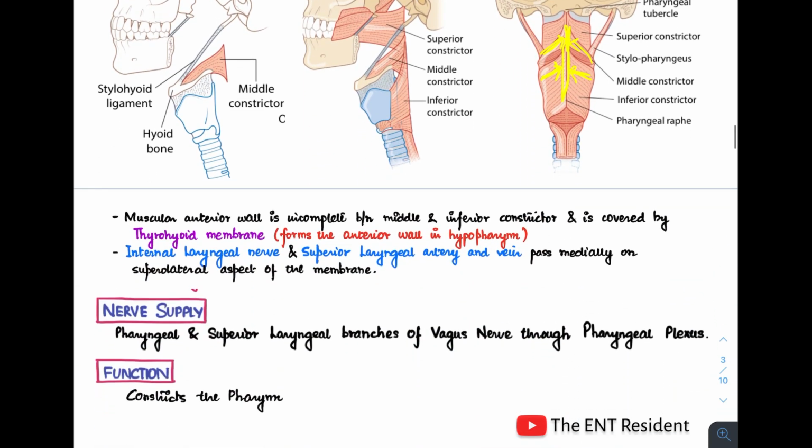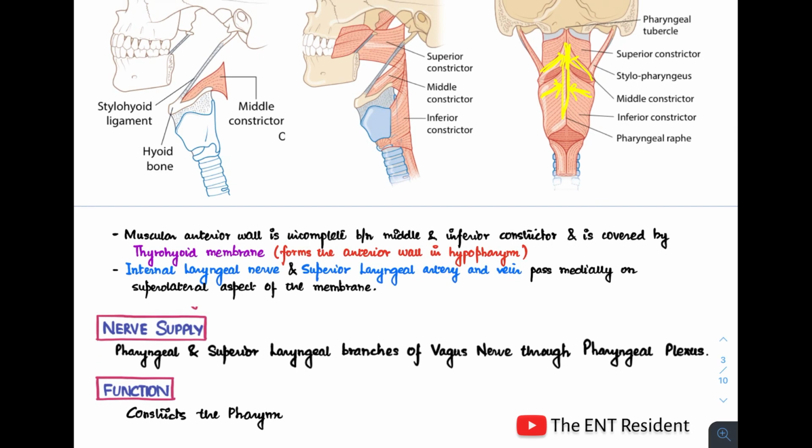The muscular anterior wall is incomplete between the middle and inferior constrictor. Thus, this place over here, it is getting covered by the thyrohyoid membrane. As you can see here in the structure, this is the thyrohyoid membrane. This is forming the anterior wall in the hypopharynx. Now, an important thing to know over here is that the internal laryngeal nerve and the superior laryngeal artery and vein, they pass medially on the superolateral aspect of this membrane. This is a very important structural anatomy to know.